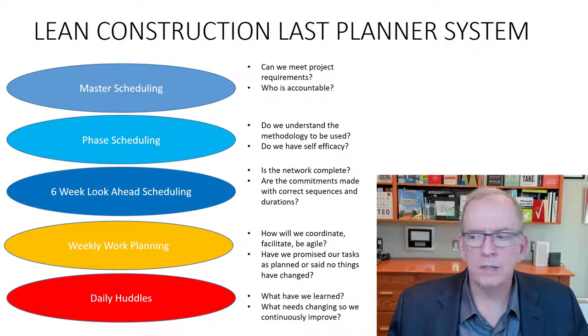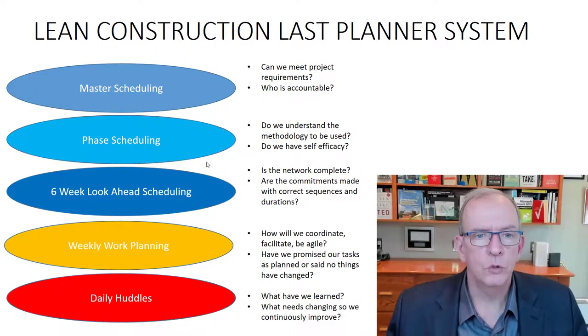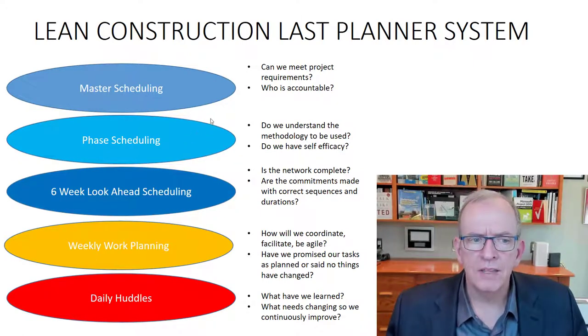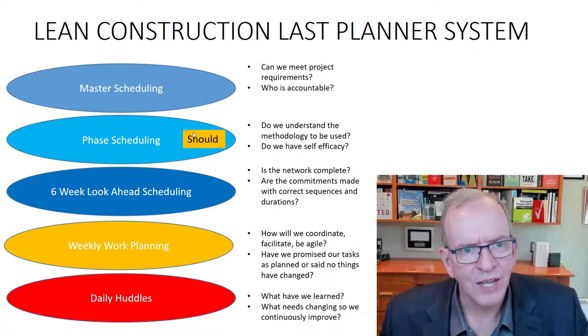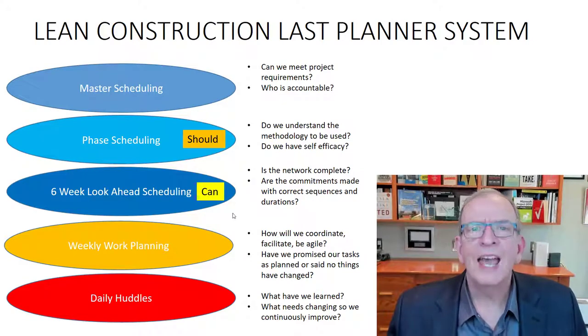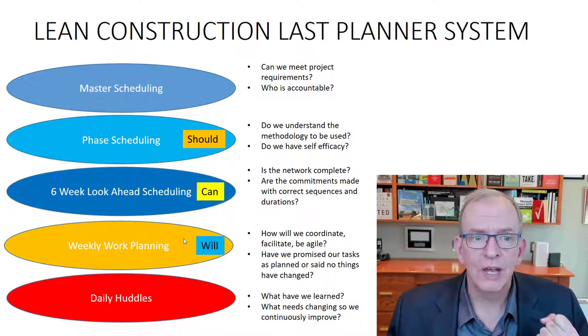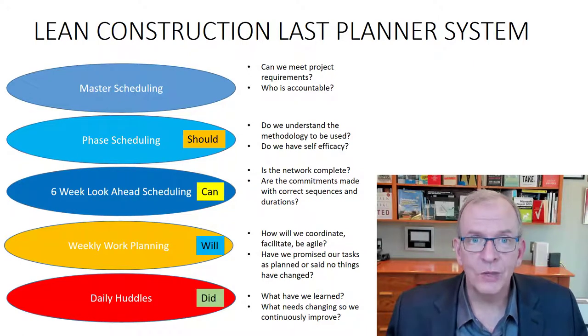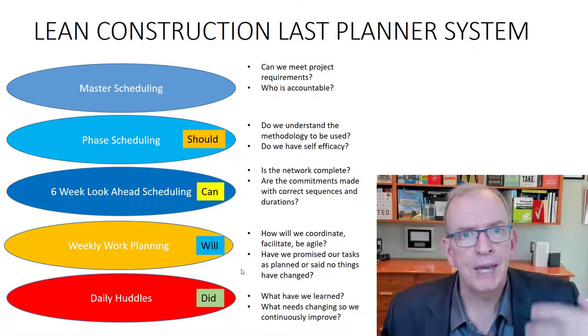And this is a very positive and proactive way of doing it. So what we're really doing with this is at the phase scheduling, we're really trying to get people down to, we should be able to do this. That's the level of commitment, because we don't have 100% of the detail yet. The 6-week, we can do it. We're starting to build the confidence that we can do it. At the weekly work planning, the commitment is really strengthened. We will do this. And then on the daily huddles, we did do this. And what did we learn? That we can feed back into the system so we can keep getting better at it.